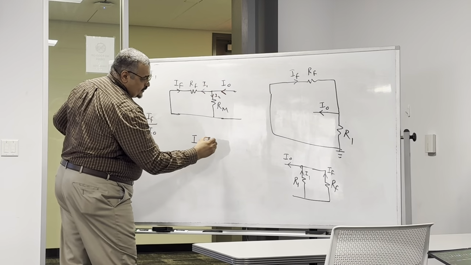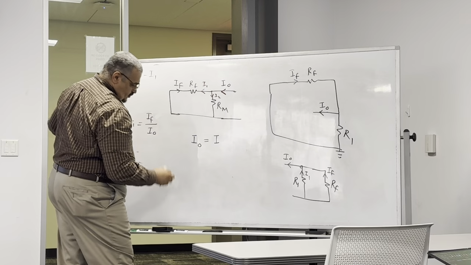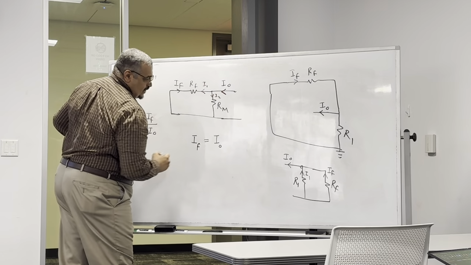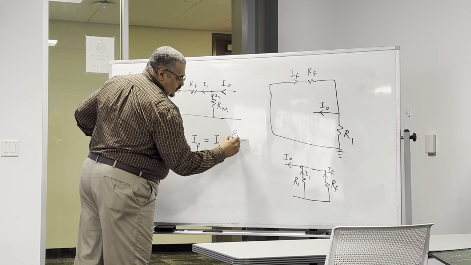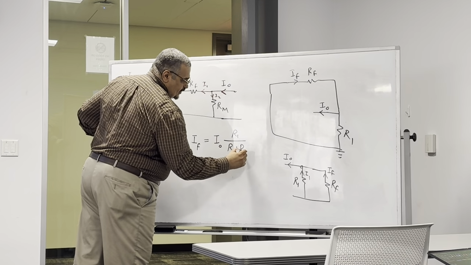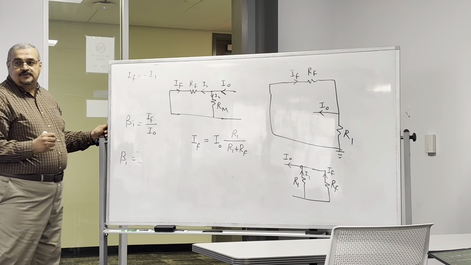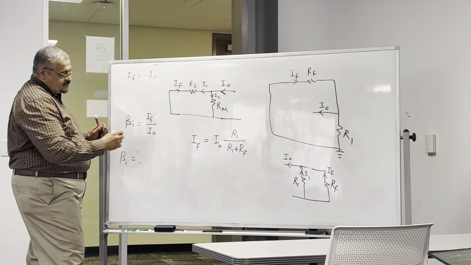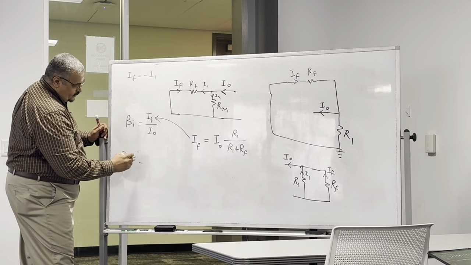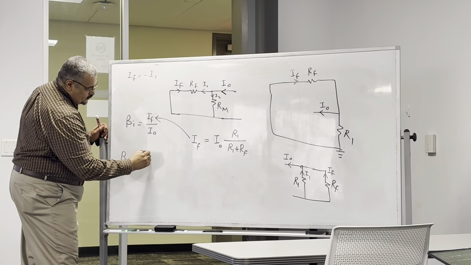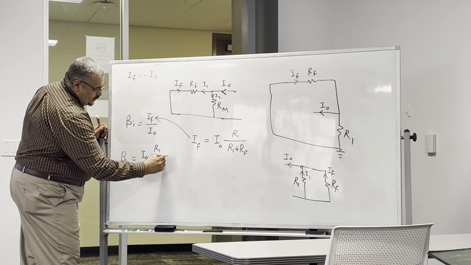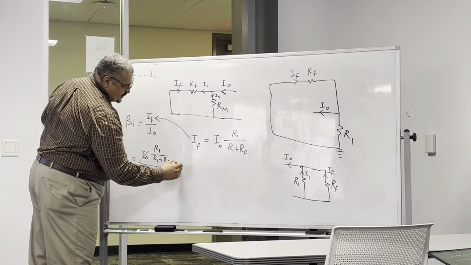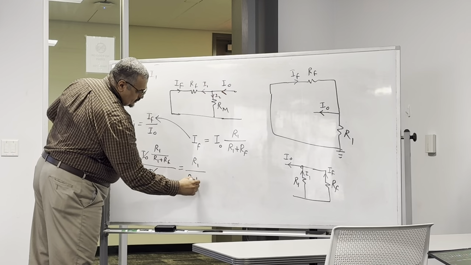So IF is the same as IO times R1 divided by R1 plus RF. You agree with this or not? Okay. So we substitute this one here. So this becomes IO R1 over R1 plus RF divided by IO. Cancel this with this. So this is going to be R1 over R1 plus RF.